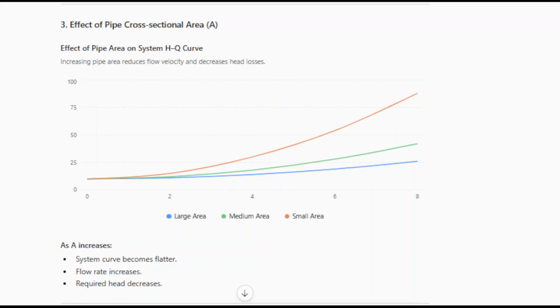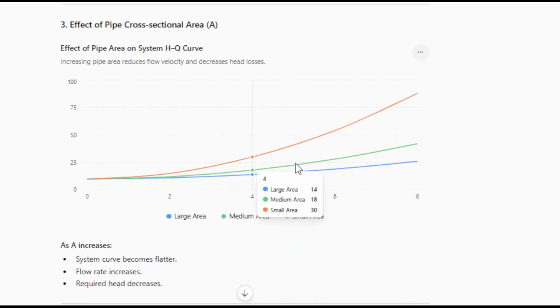Now look at the green curve, which represents the medium cross-sectional area. Since the pipe area is smaller, the fluid velocity increases. This causes higher head losses, so more head is required to achieve the same flow rate. As a result, the system curve becomes steeper than the blue curve.